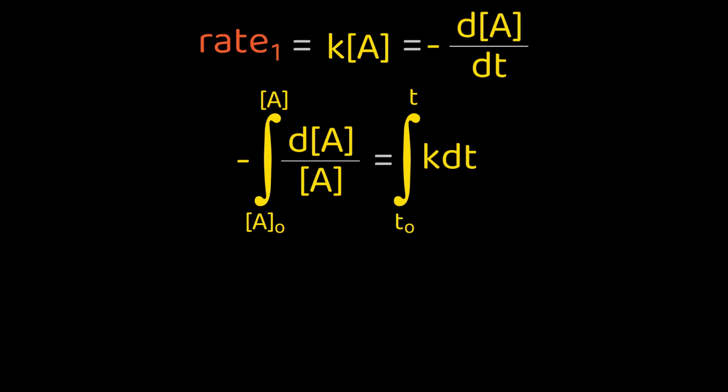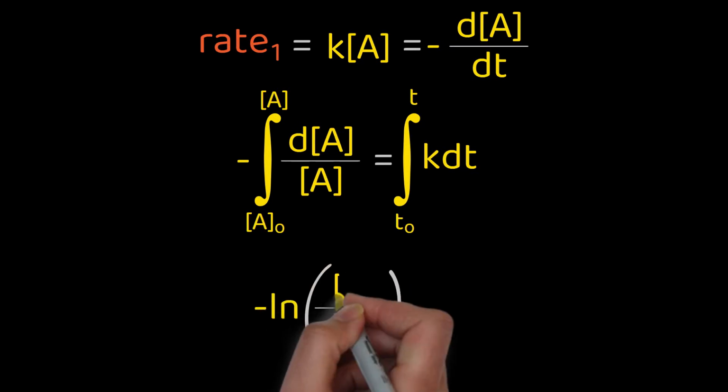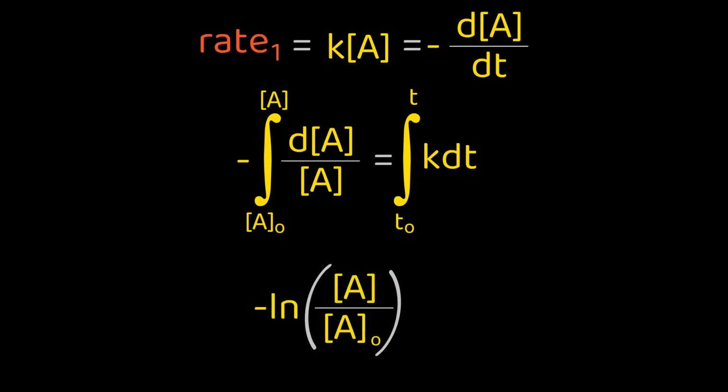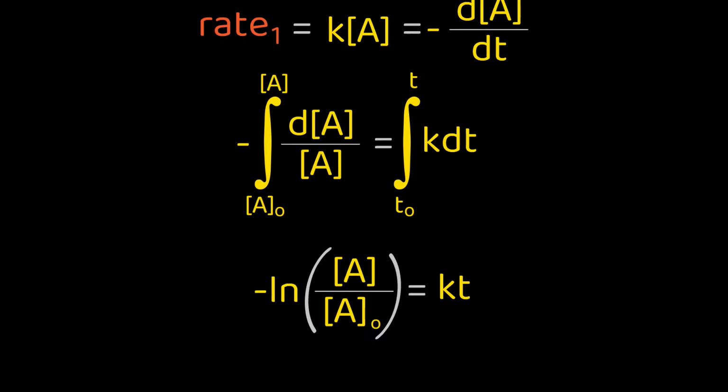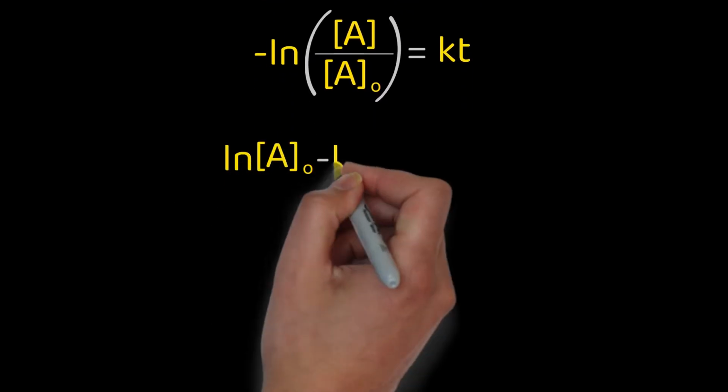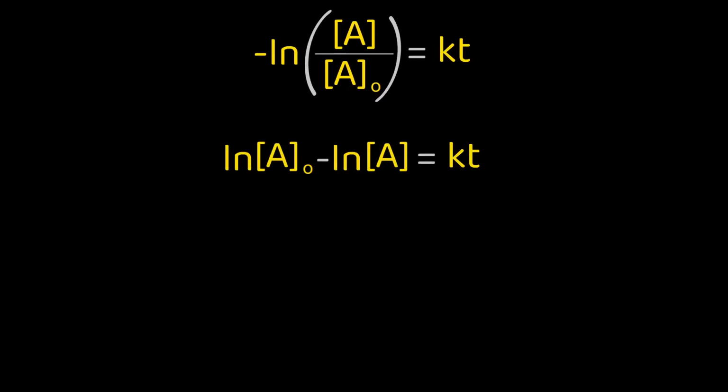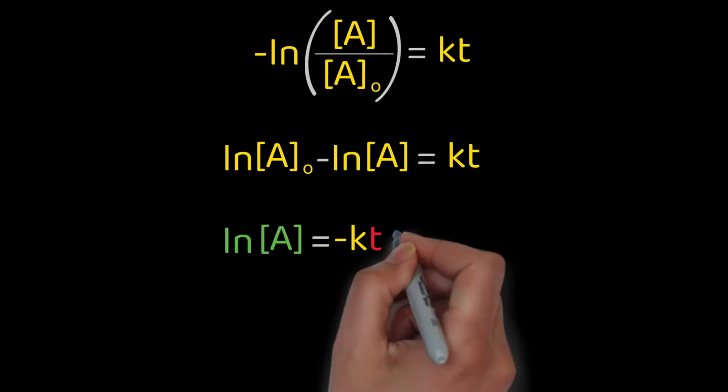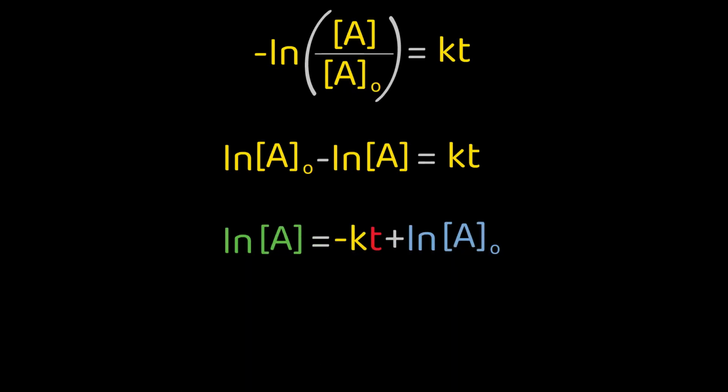The integral of a derivative of something over itself is the natural log of that thing, in this case, concentration. For the other side, the integral of a constant is just that constant times the variable. Time 0 becomes 0, and time t is k times t. We can rearrange this a bit, and we get the natural log of the reactant concentration at time t is equal to negative kt plus the natural log of the reactant concentration at time 0.